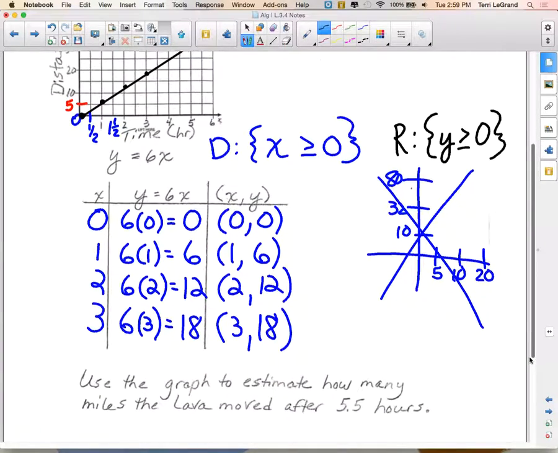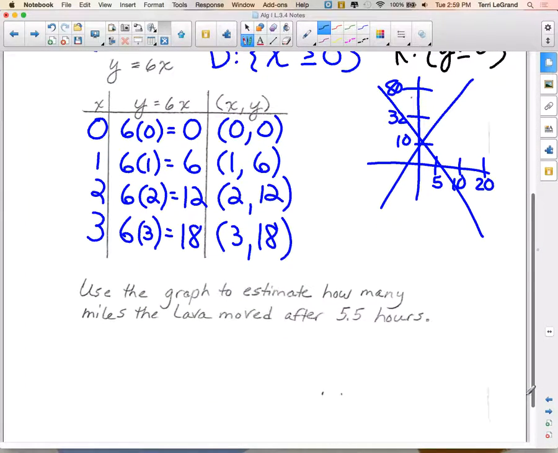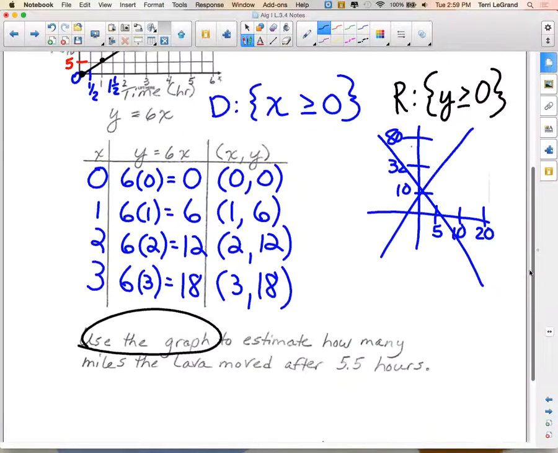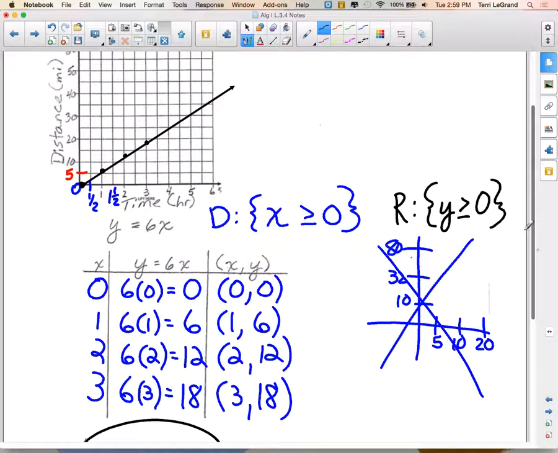Now let's finally get down to the meat of the thing. It says use the graph. Use the graph. Would you circle that, please? Use the graph, because I'll tell you what, I see students all the time use algebra when it tells you to use the graph. Use the graph to estimate how many miles the lava flows or has moved after 5.5 hours. So how are we going to use our graph to do that?